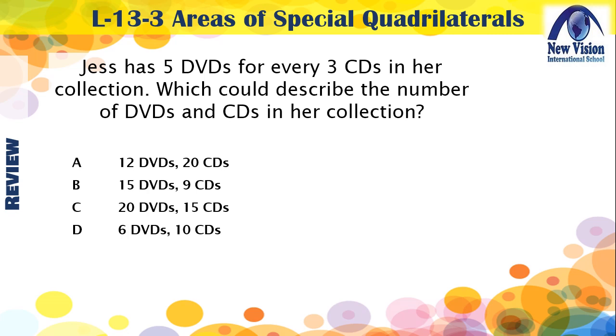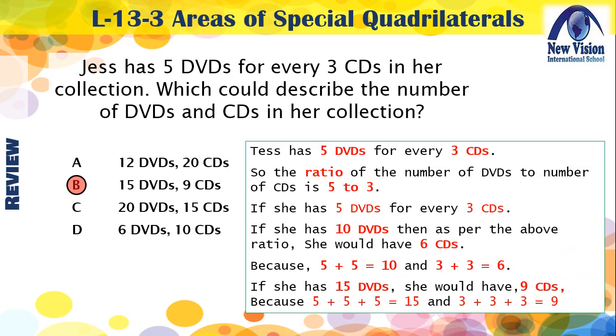Great. B. 15 DVDs, 9 CDs. How did you get the answer? Very good. Jess has 5 DVDs for every 3 CDs, so the ratio of the number of DVDs to the number of CDs is 5:3. Dear students, I need you to check. If she has 10 DVDs, then as per the above ratio, she would have 6 CDs. Now 5 plus 5 equals 10 and 3 plus 3 equals 6.